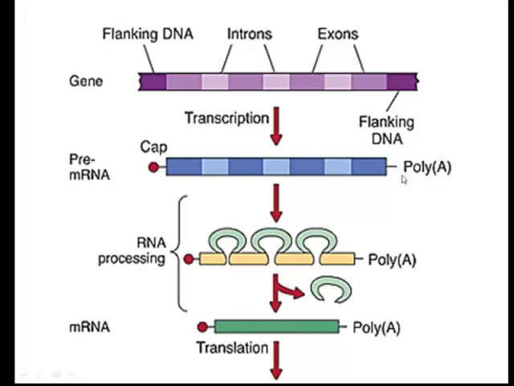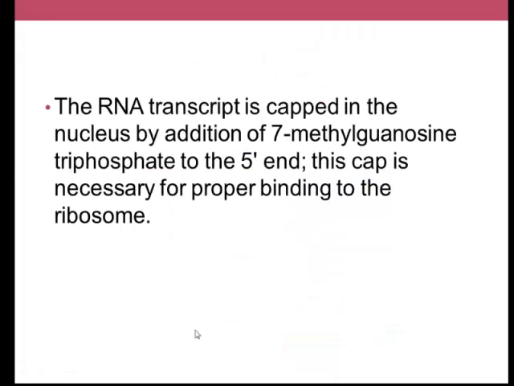Here at this end we can see something called the poly A end at one end of pre-mRNA and also on the mature mRNA, and on the opposite side there is the cap end. It's present in pre-mRNA as well as in the immature mRNA after RNA processing by removal of introns. So the RNA transcript is kept in the nucleus by addition of 7-methylguanosine triphosphate.